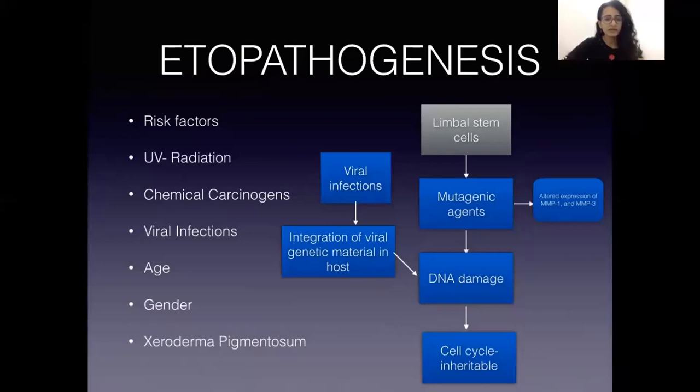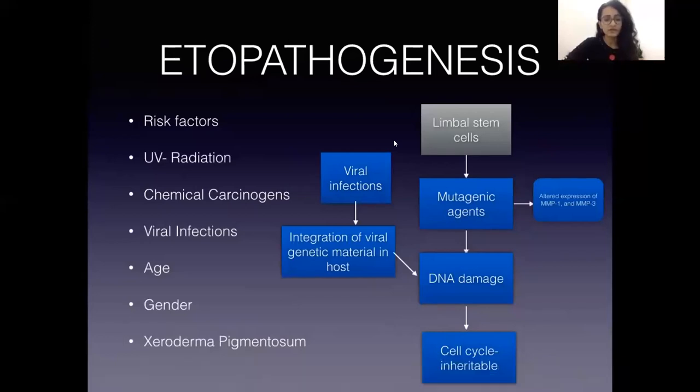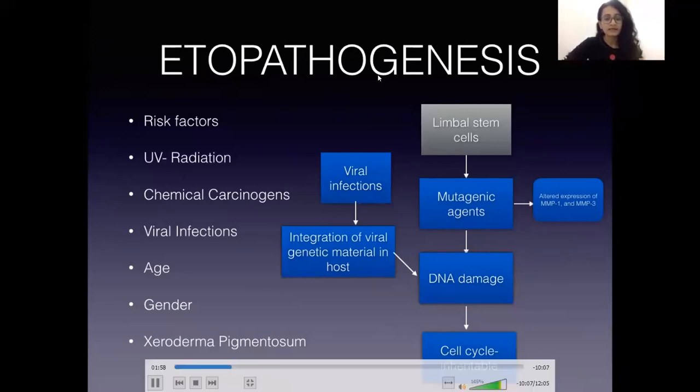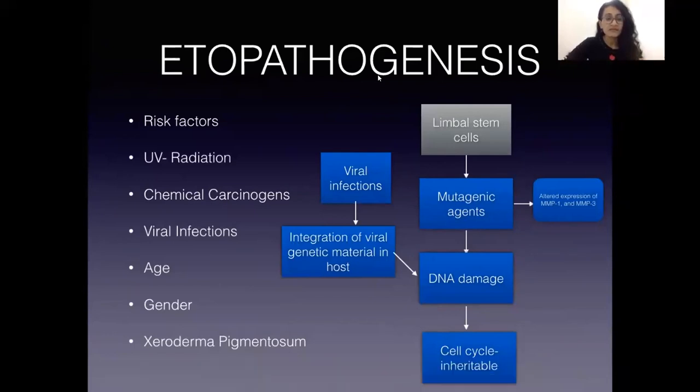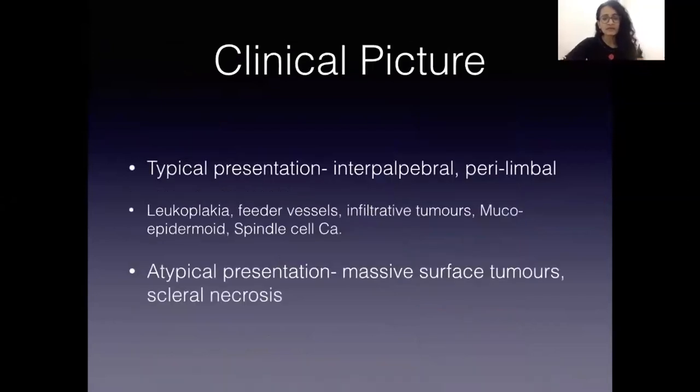Age-wise, I think it is more common in the elderly age group. Gender-wise, the epidemiology says that males are more affected than females, probably because of outdoor work. And certain conditions like xeroderma pigmentosum, which is an autosomal recessive disease, can also lead to more frequent OSSN, especially in younger age as well. Xeroderma pigmentosum is an autosomal recessive disorder where the enzyme NER is absent, which inhibits the DNA repair caused by UV radiation.